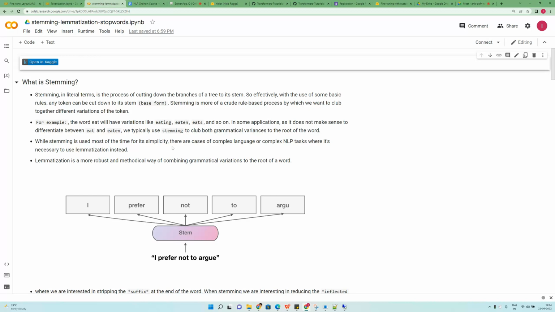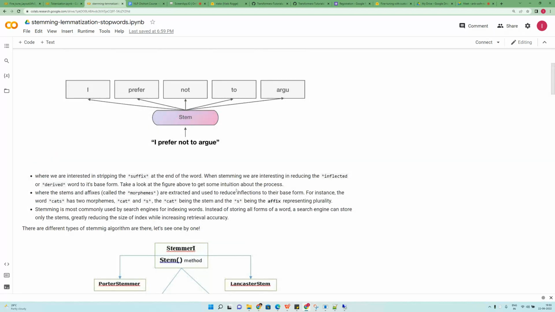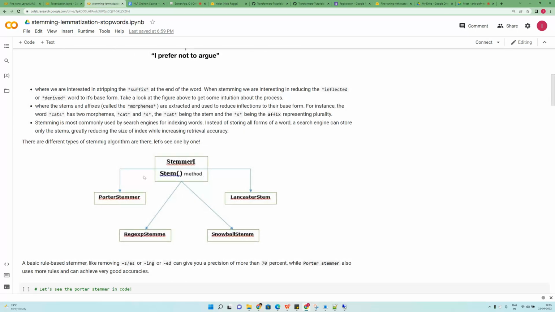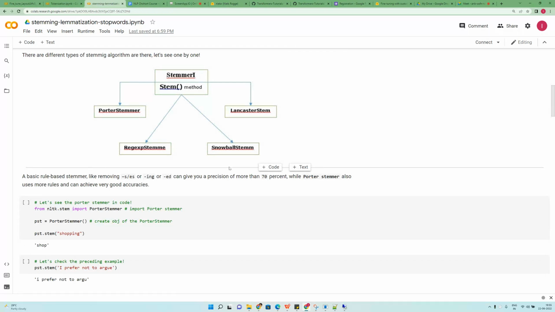So instead of counting them as different tokens or different meanings, you want to combine them and say that they all belong to one token, which is eat. That's where you use stemming. You'll just stem the suffixes, and wherever you find a suffix, you will remove it and convert it to the stem word. You have multiple algorithms to do this, like Porter stemmer, Lancaster stemmer, regular expression stemmer, and snowball stemmer. A rule-based stemmer that removes s, es, ing, or ed can give you a precision of more than 70%, while Porter stemmer also uses more rules and can achieve very good accuracies.